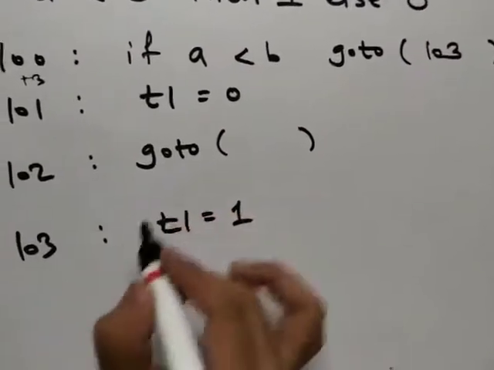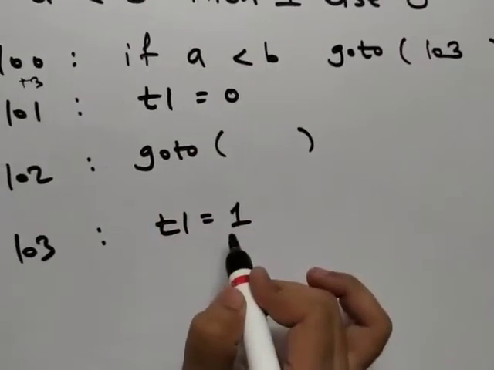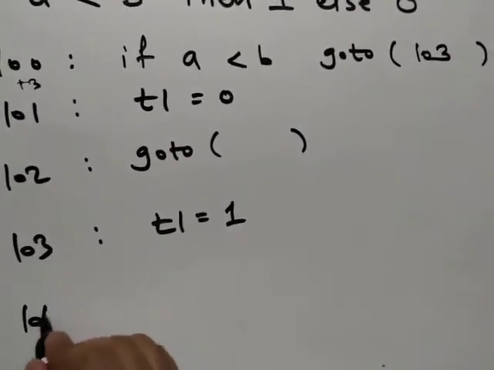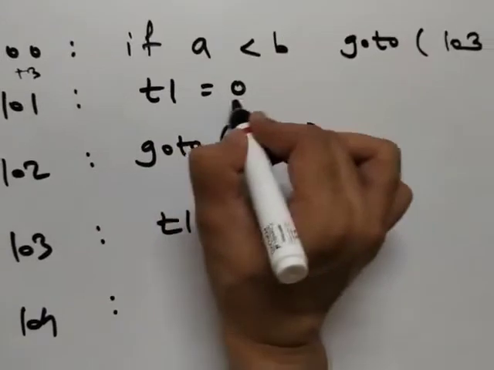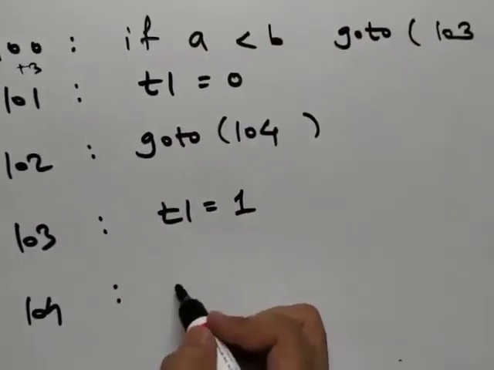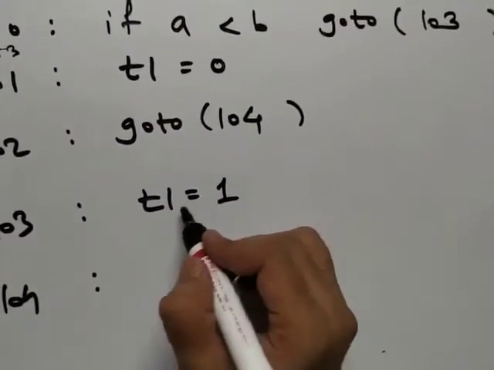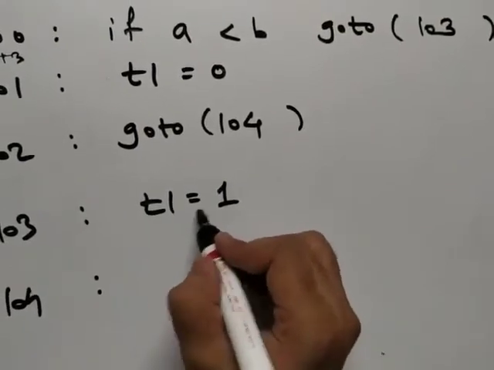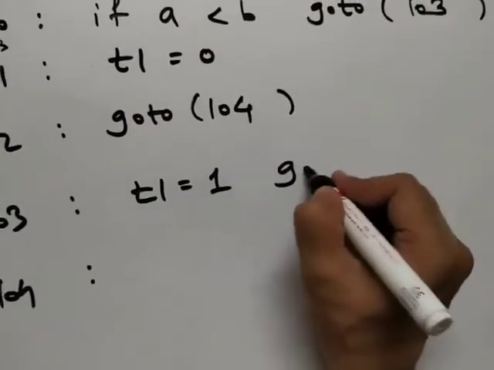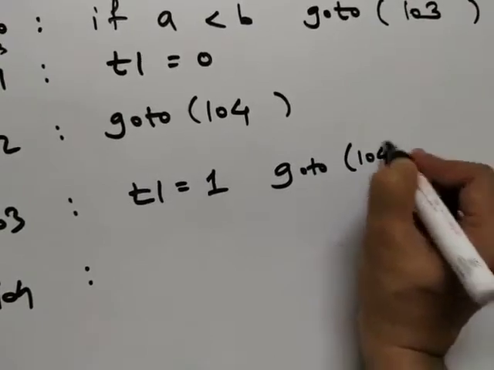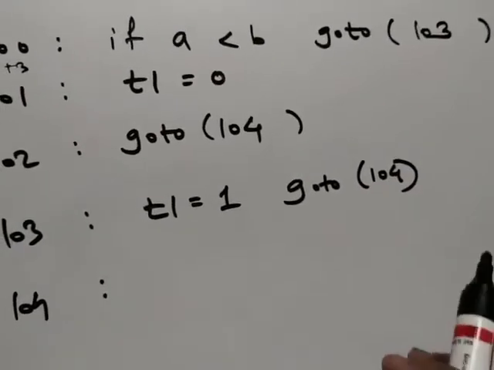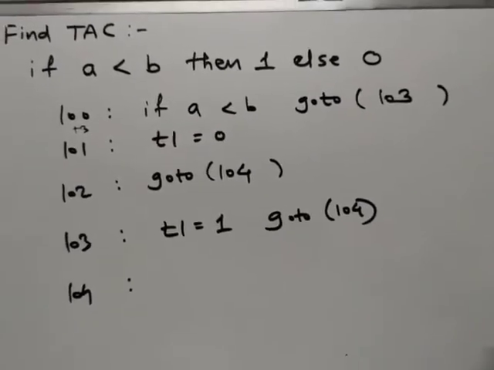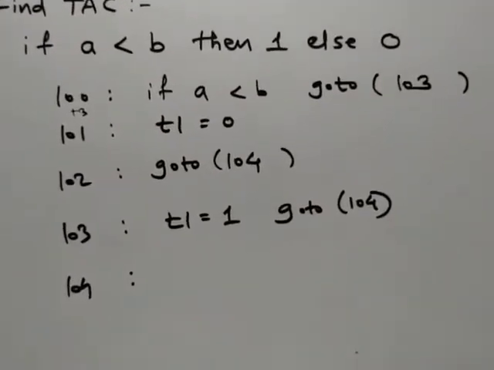Now, once the 0 and 1 conditions are both evaluated, we will be having the next statement at 104. So when you have the false condition, you will be simply going to 104, and when you have the true condition, that is let us say t equal to 1, you will again say go to 104. So t equal to 1, and go to 104, and the next statement will be here. In this way, the three address code can be generated for an if then type of statement.